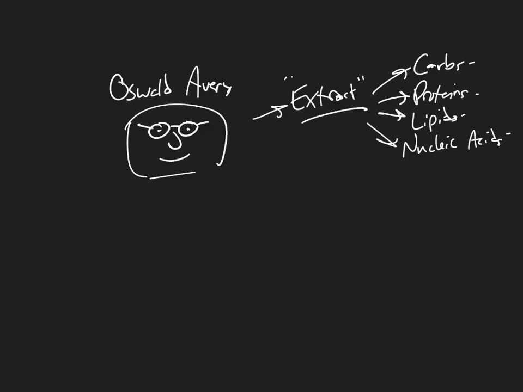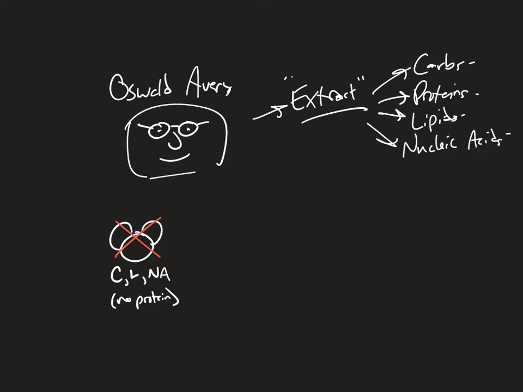So what he does, right, is he takes his first mouse, all right, so now we'll go with a Mickey Mouse looking head here, and he hits it with his first extract. And his first extract is going to exclude proteins. So basically, he injects this mouse with carbs, lipids, nucleic acids, but no protein. All right, and what he finds is that they still get transformation, and the mouse dies.